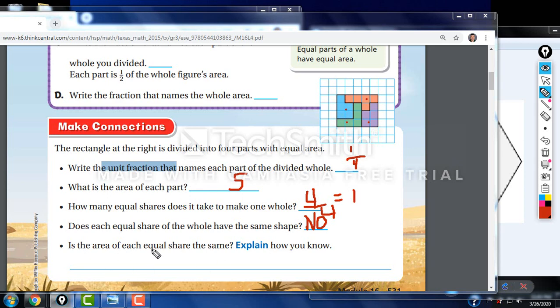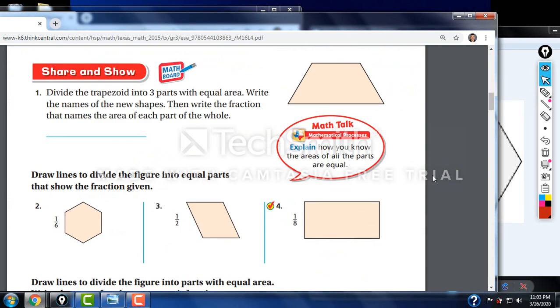Is the area of each equal share the same? Explain. How do you know that? How do you know the area is the same? What did we do to get this part here? Yes, count the squares. Count the unit squares. And if I count them, they'll be 5. Simple, right? Yes? Excellent. Good job. Let's move on to the next question.